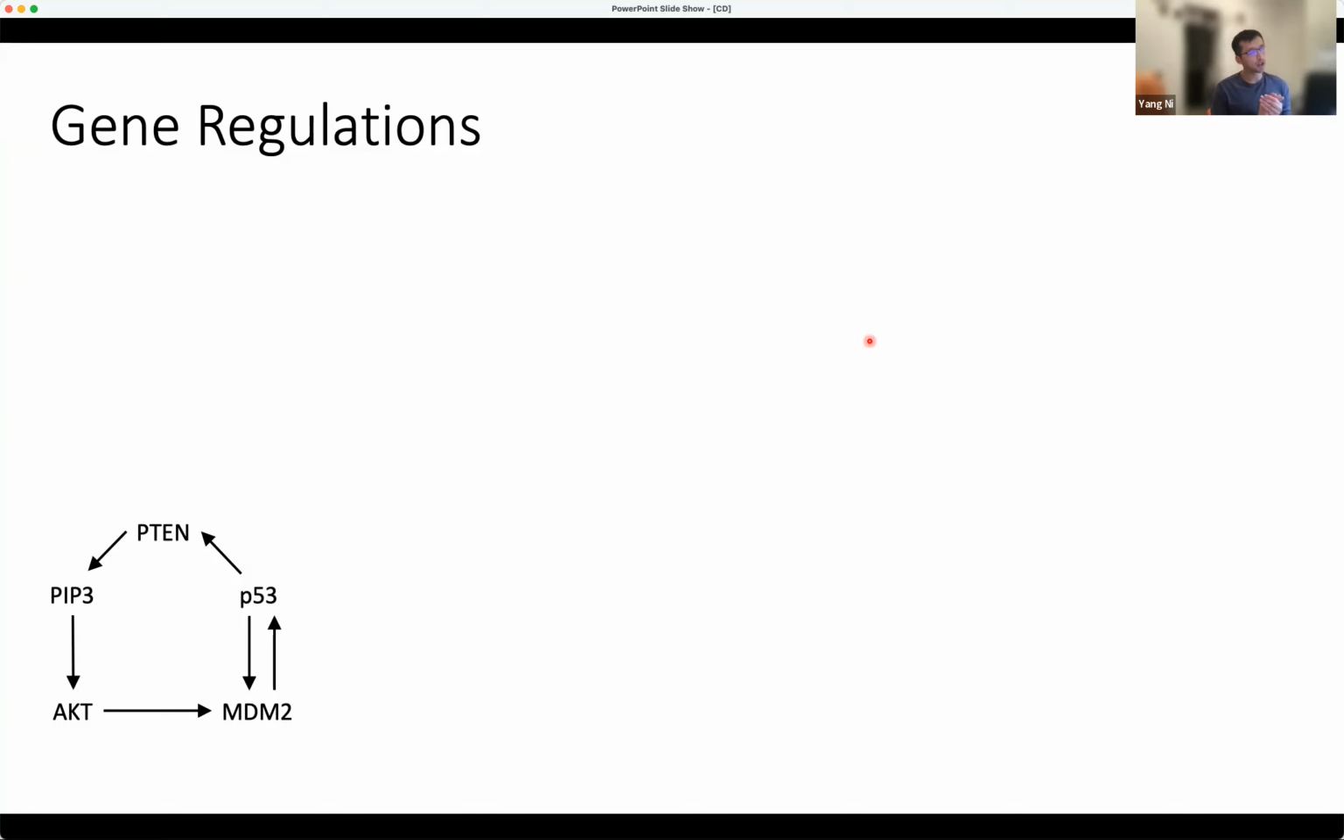So how do biologists traditionally establish such a pathway? Well, it's usually a two-step procedure. In the first step, they have to come up with a causal hypothesis, typically involving just a pair of genes, let's say AKT and MDM2 in this pathway. Then they will do an experiment to verify this hypothesis by, for example, knocking out one of the two genes and seeing what happens to the other gene.